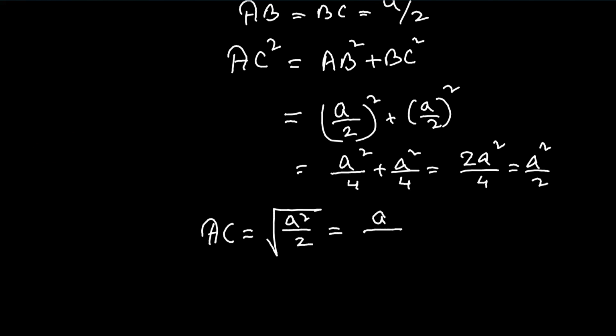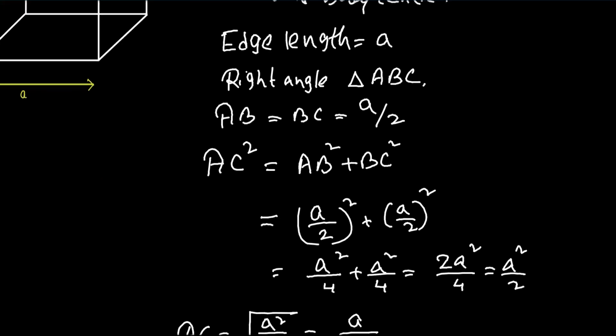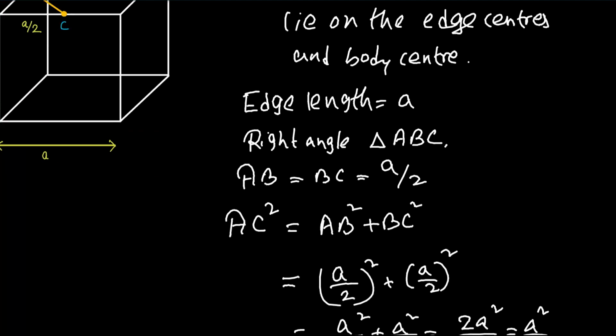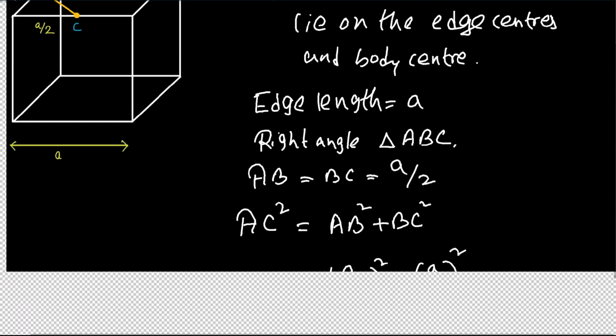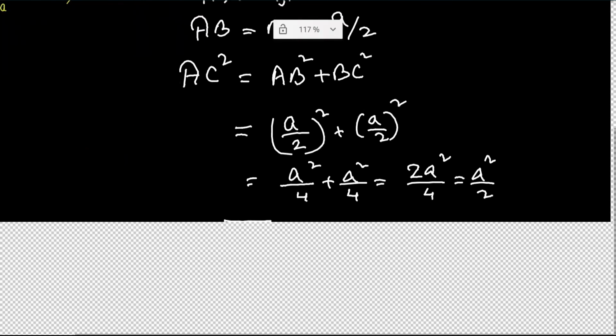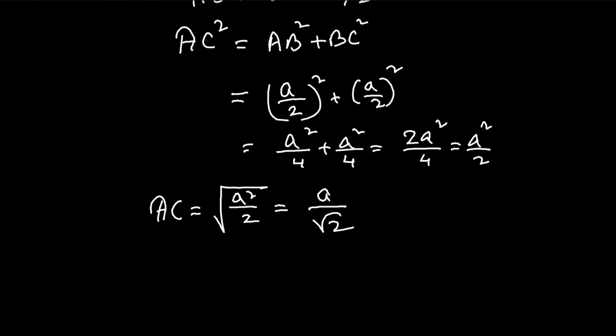that is equal to a by root 2. So AC is the nearest distance between the two octahedral voids present in the crystal lattice according to this diagram. So this is the answer we have to find, and option C will be the correct answer. Okay, I hope you have understood this problem. Let's move on to the next one.